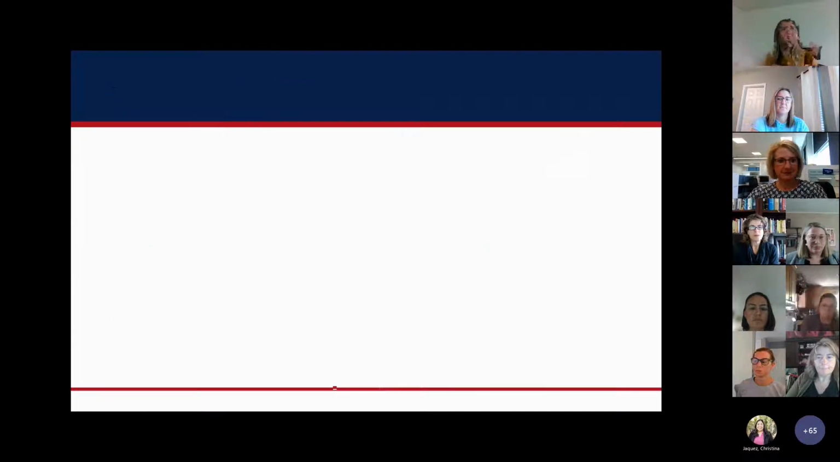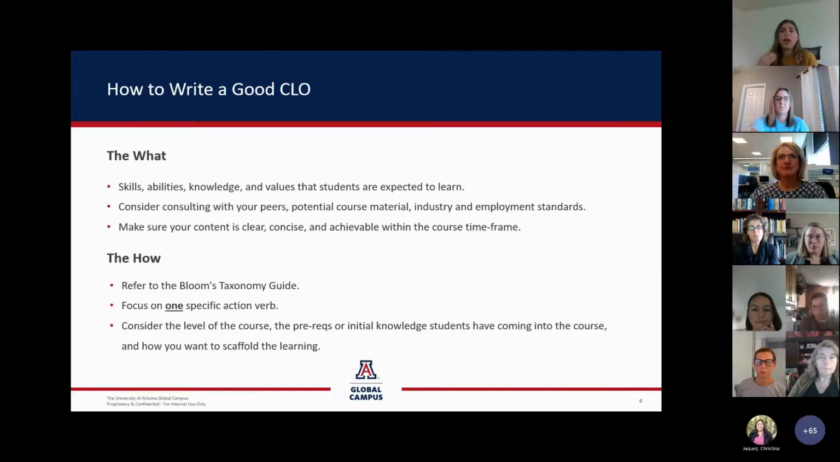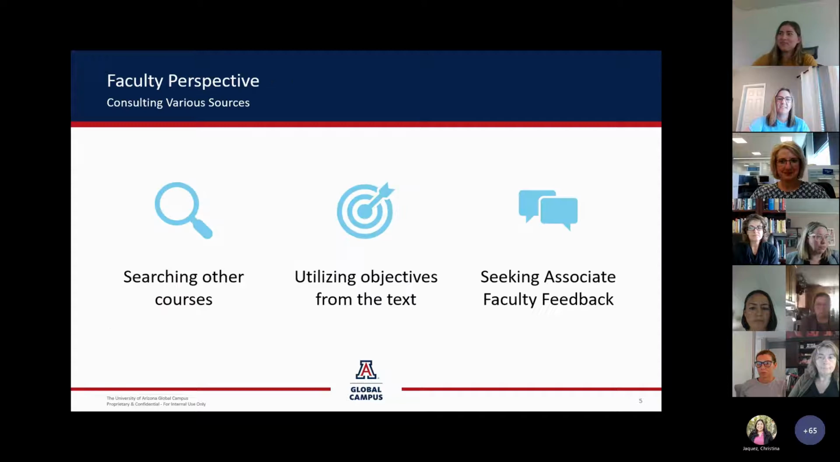As we move to higher level courses that require students to have a higher level of cognition, you're going to look at that Bloom's taxonomy guide and select higher level Bloom's verbs, because that's more appropriate for the students' existing knowledge and what you want them to demonstrate they're able to do once they leave your course. So those are really the two components that I think make a great CLO, and I'll hand it over to Jen to give the faculty perspective.